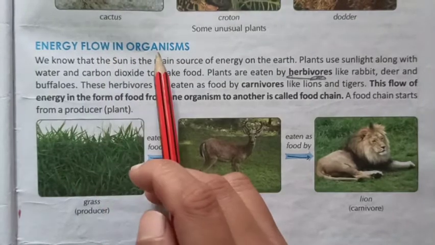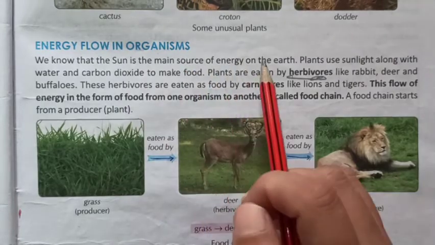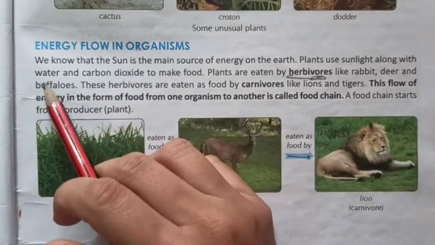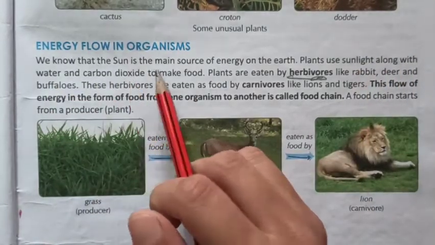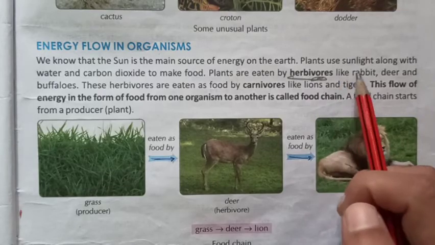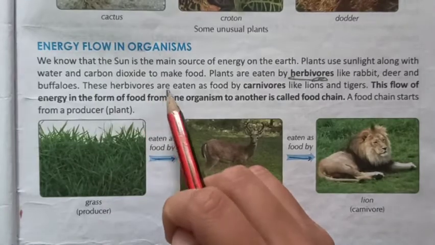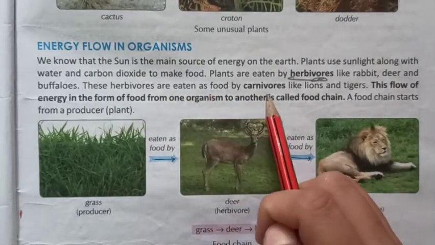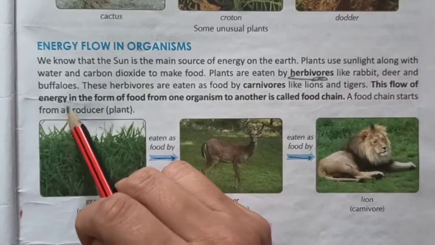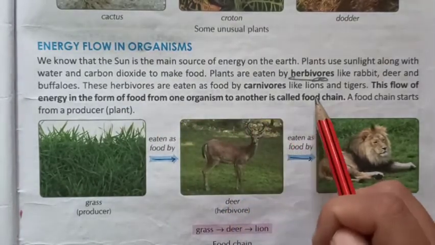Energy flow in organisms. We know that the sun is the main source of energy on the earth. Plants use sunlight along with water and carbon dioxide to make food. Plants are eaten by herbivores like rabbit, deer and buffaloes. These herbivores are eaten as food by carnivores like lions and tigers. This flow of energy in the form of food from one organism to another is called food chain.